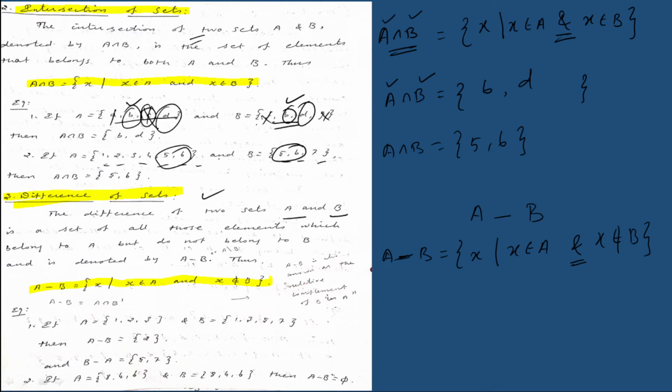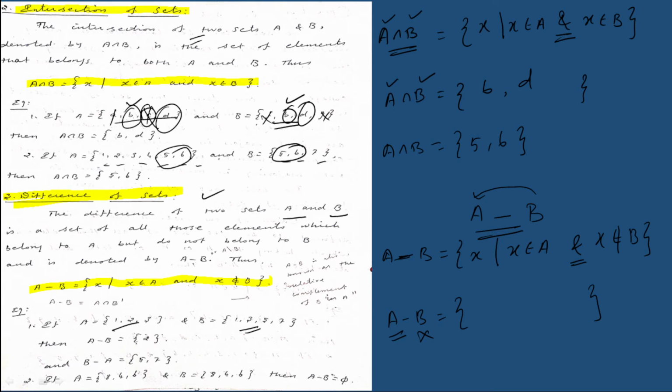Here A minus B is also known as the relative complement of B in A. For example, let me take two sets. A consists of the elements 1, 2, 3 and B consists of the elements 1, 3, 5, 7. In such cases we can list the elements of A minus B. You know already A minus B means the elements that belong to A and do not belong to B.